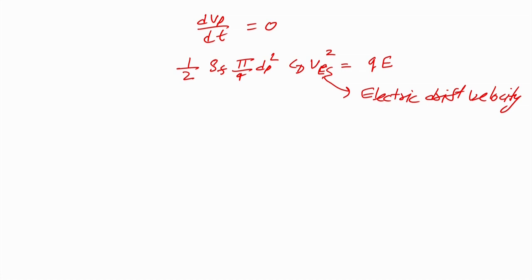So, this will be half rho. So, Ves square will be equal to qE upon 2 into rho f, actually this will be 8 upon pi dp square into Cd.